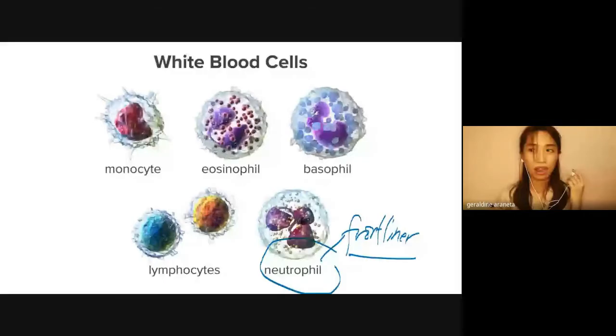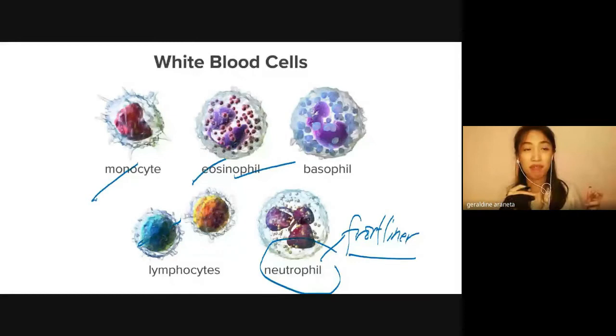Kapag hindi niya nakaya yung microorganisms, etong apat na to, meron silang special na, parang specialty kung sino yung pwede nilang i-fight na microorganisms. So, it depends. That's why yung white blood cell dun sa Cells at Work, neutrophil siya. So, kahit saang eksena, nandun siya.